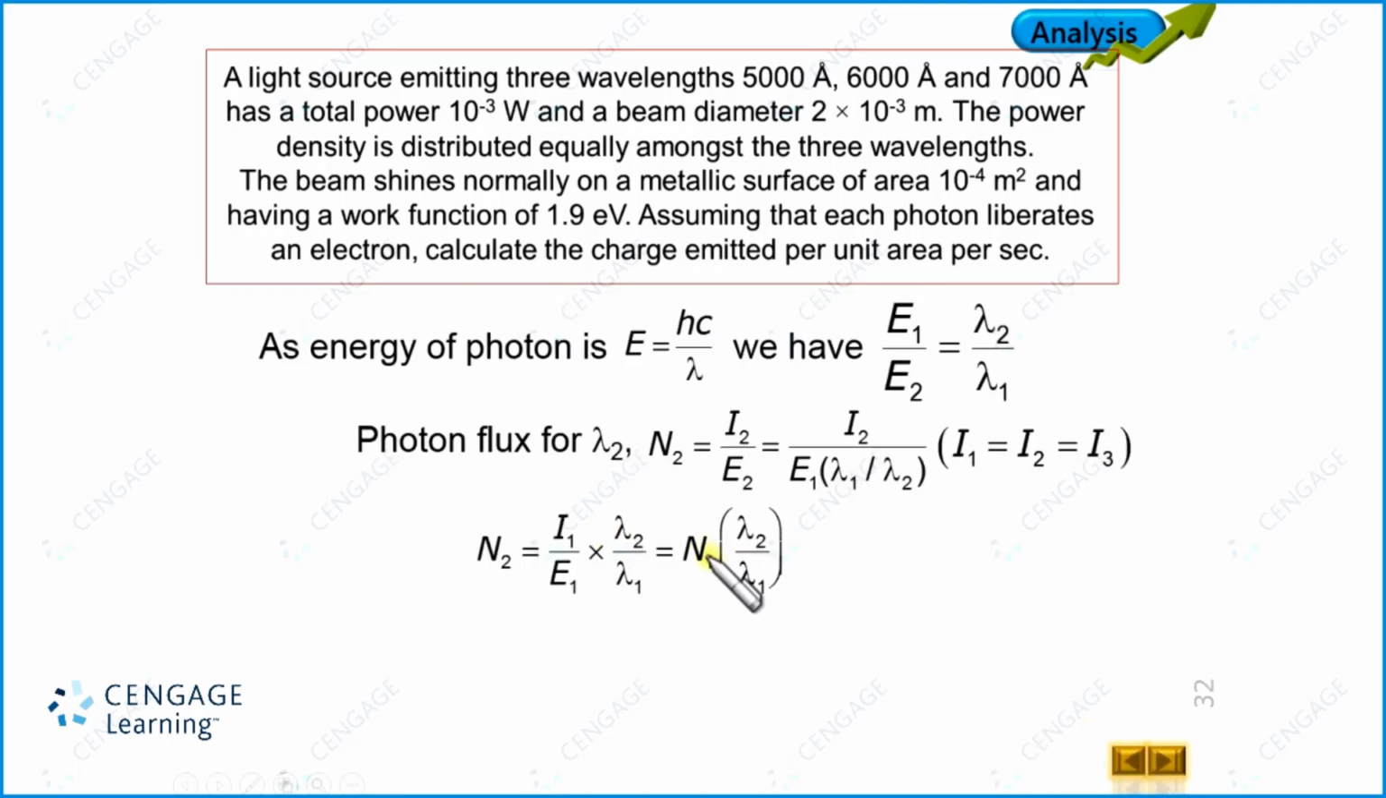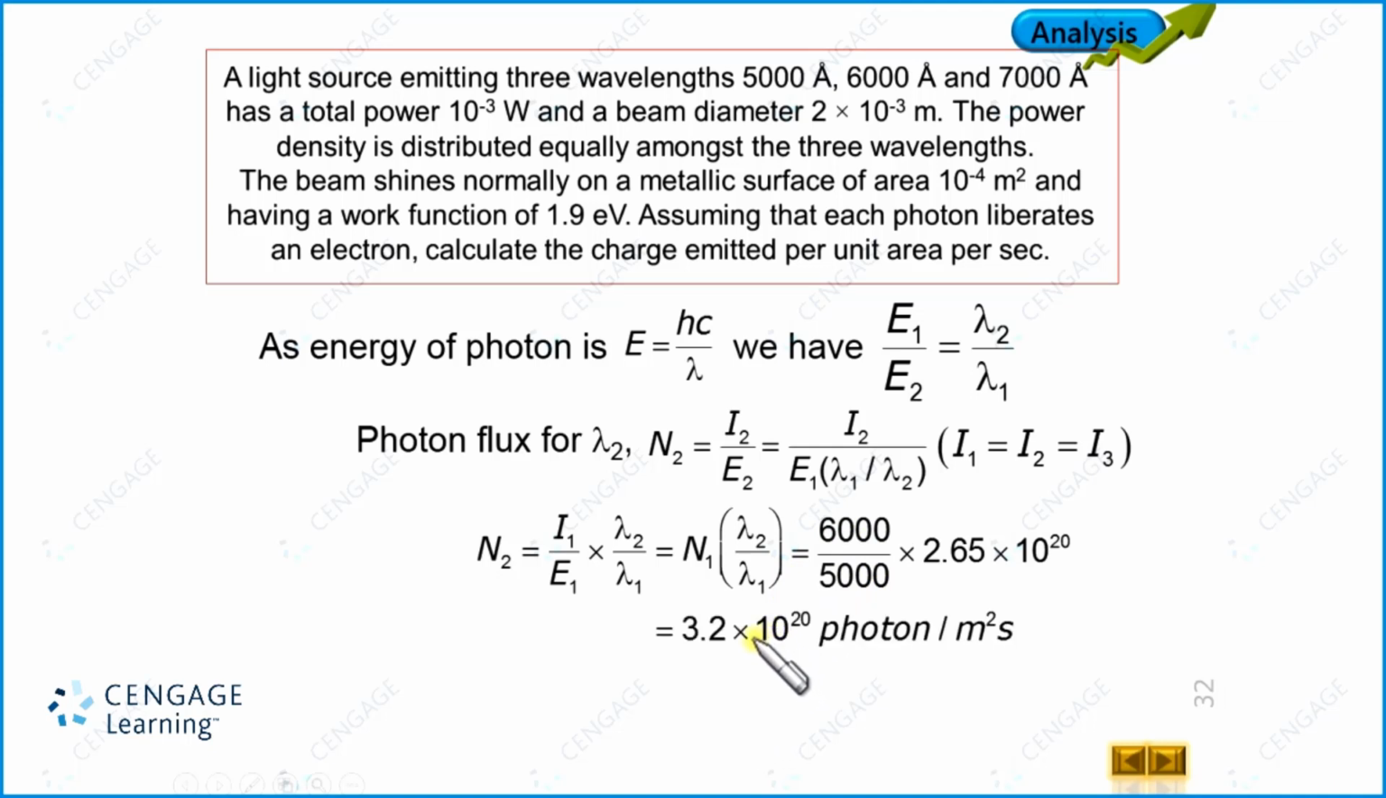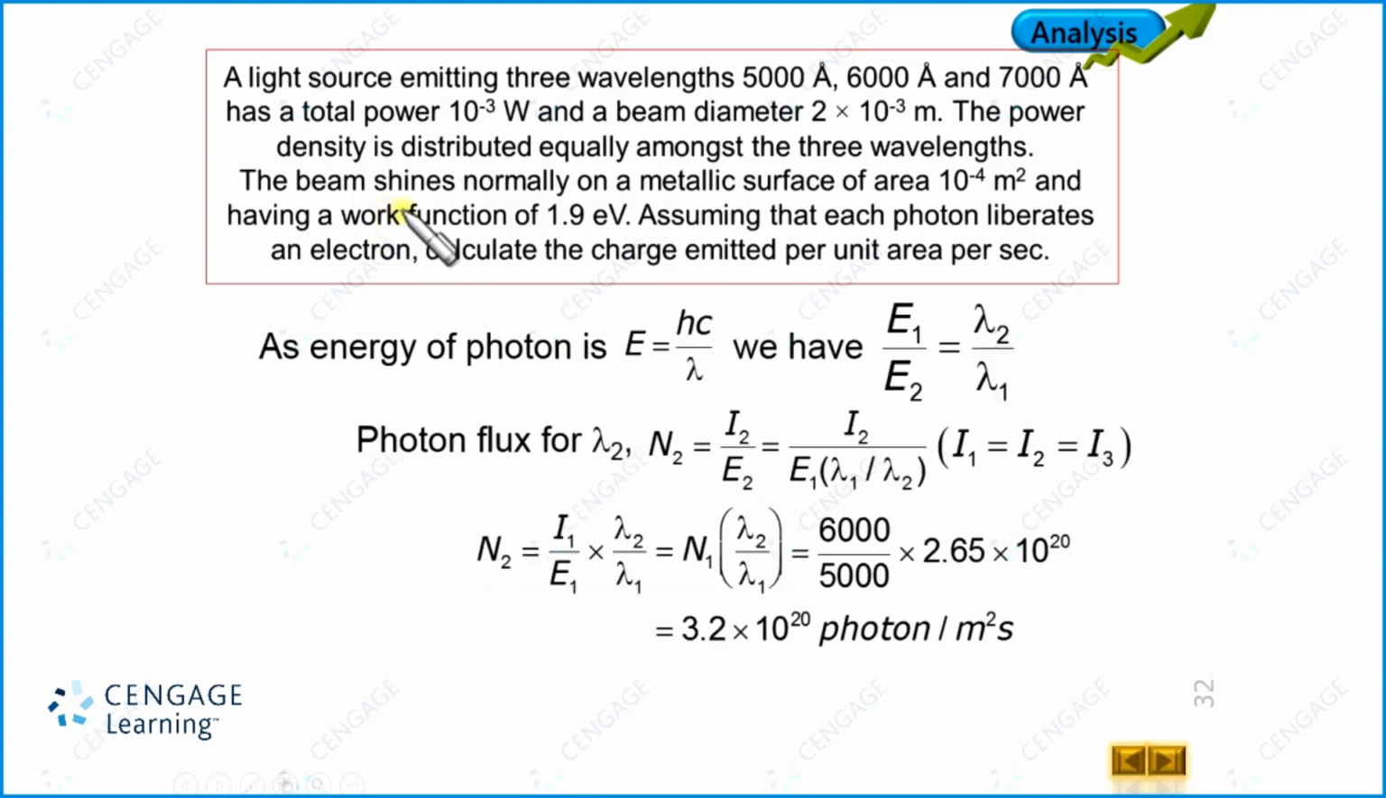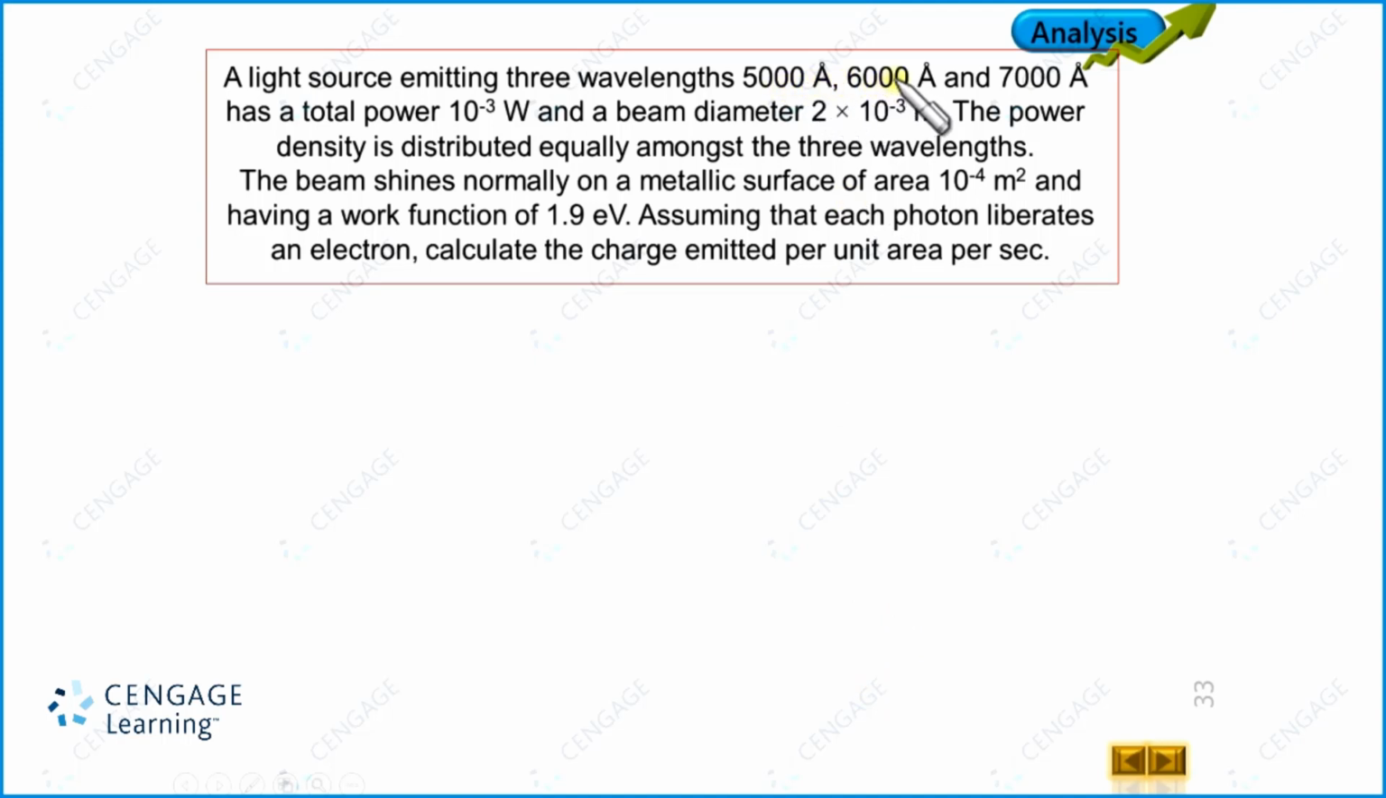So we can now write N1 multiplied by lambda 2 divided by lambda 1, and this is finally, after calculation, 3.2 into 10 to the power 20 photons per meter square second. Okay, so we got the value of N1, also N2, and it is also given each photon is responsible for emitting 1 electron. So here we can calculate the number of electrons emitted through 5000 and 6000 wavelength radiation. So let us find the number of electrons or electron flux.